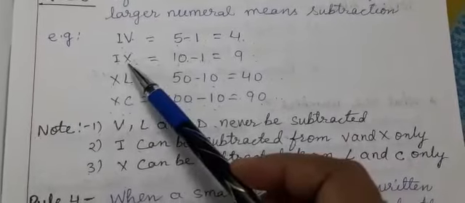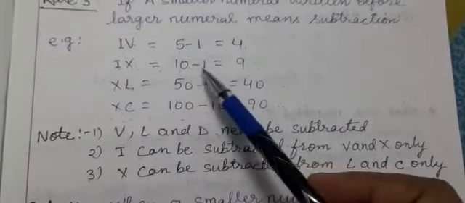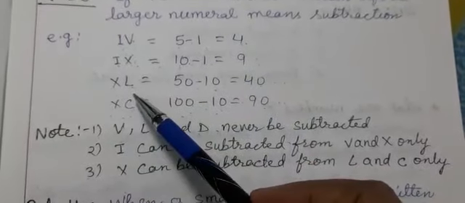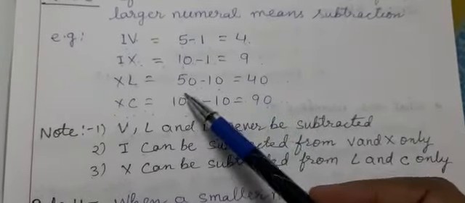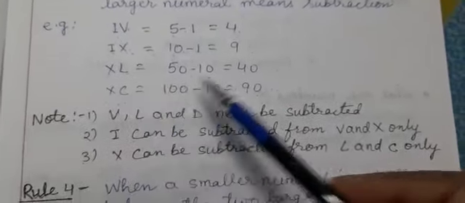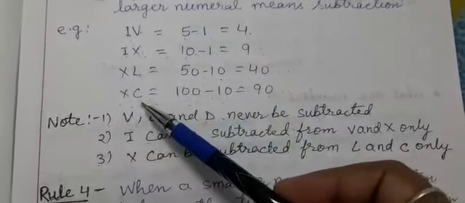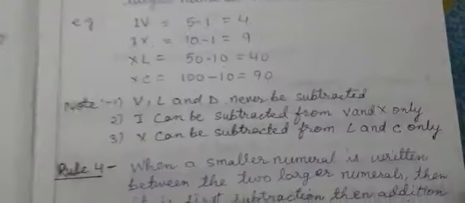IX. X is equal to 10 minus I is equal to 1. So 10 minus 1 is 9. IX is equal to 9. XL: L is equal to 50 minus X is equal to 10. 50 minus 10 is 40. That is, XL is 40. XC: 100 minus 10. C is equal to 100 minus X is equal to 10, equal to 90.